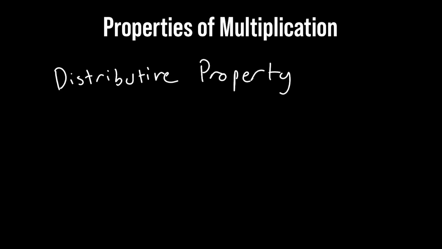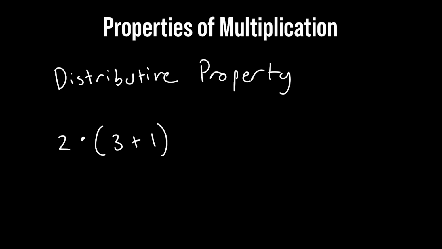The last property of multiplication is the distributive property. This is probably one of the most important properties that you need to learn because you'll be using it in mathematics for the rest of your life. Let's take 2 multiplied by (3 plus 1). What is this equal to?